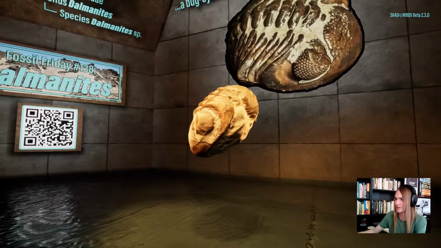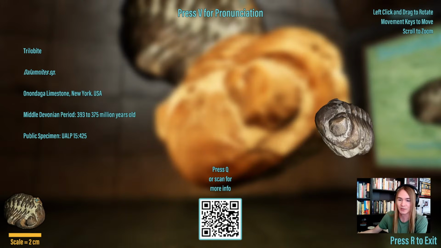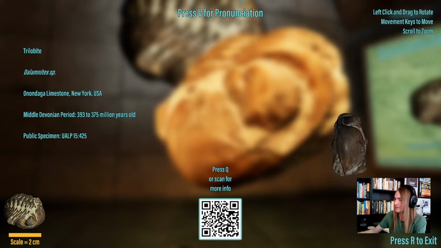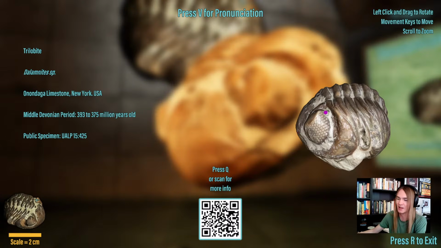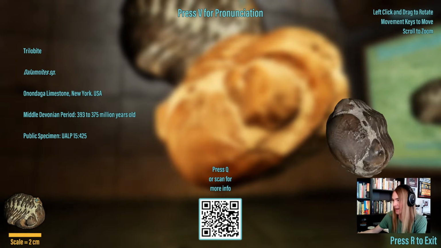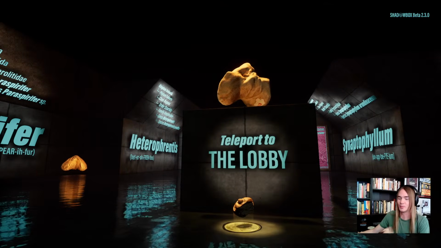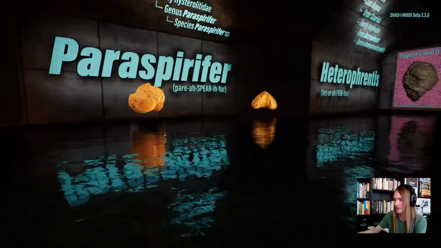But this is a fossil that is in a public collection at the University of Arizona, where I work and where I'm starting grad school in the fall. And when I came across this fantastic specimen with these beautiful eyes, I knew I had to scan it right away. And I knew that the Onondaga limestone was one that I definitely had to open an exhibit on so that I could have my Dalmanites on display.